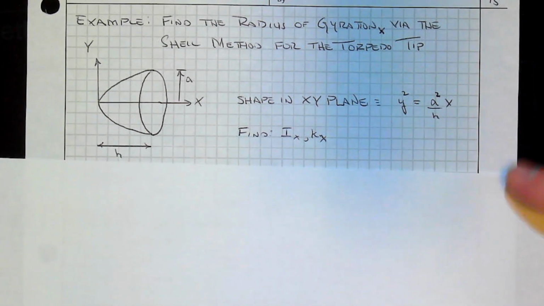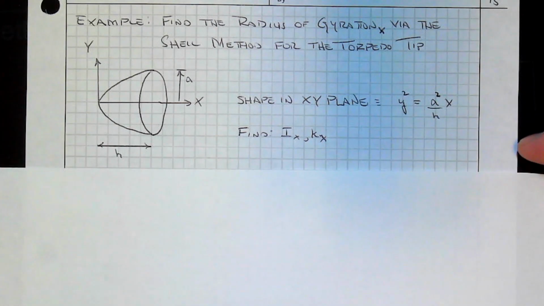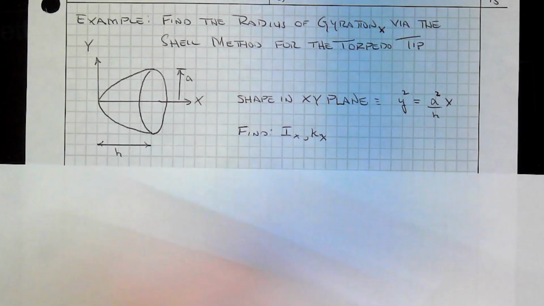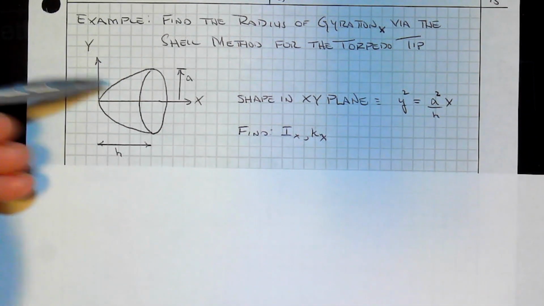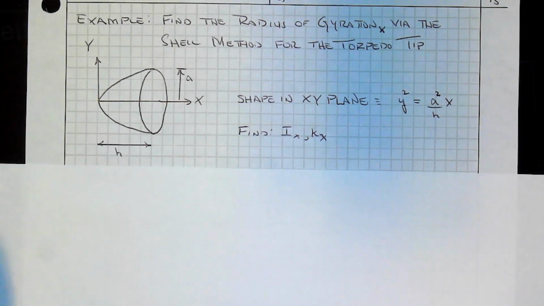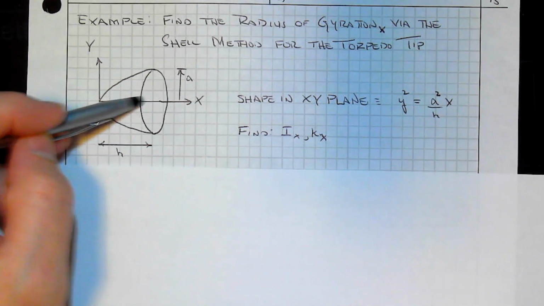Okay, we're going to start doing mass moment of inertia via integration. For this first problem, we're going to look at a torpedo tip. Why might we want to do this? A torpedo, as it goes through the water, would be rotating around the x-axis. That's beneficial for the navigation.